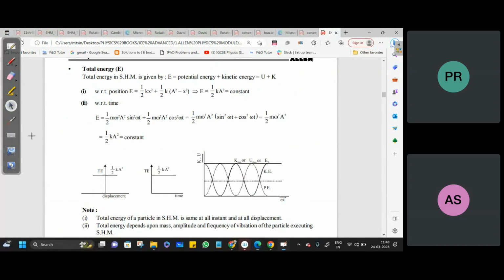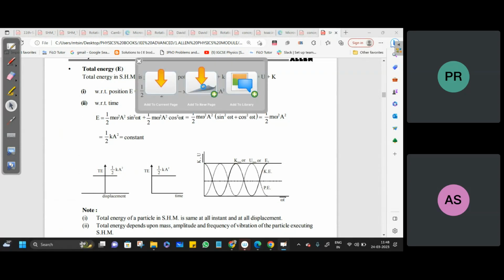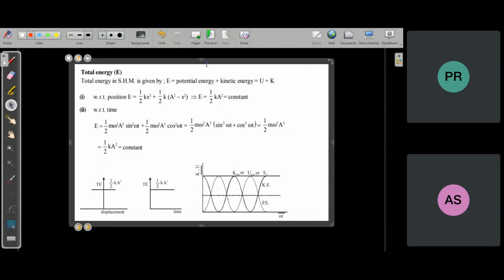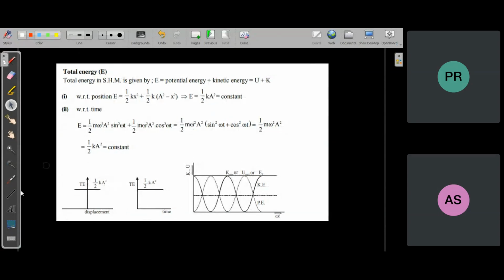Now comes total energy. For total energy, you will simply add the kinetic and potential. When you add the kinetic and potential, you will get the equation of the total energy. And you will find that at the end, the equation you are getting is half K a square. Now in this equation, K is constant, A is amplitude, it is also constant. So total energy comes out to be constant.